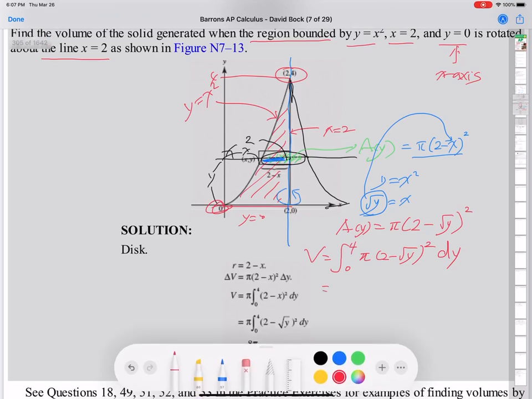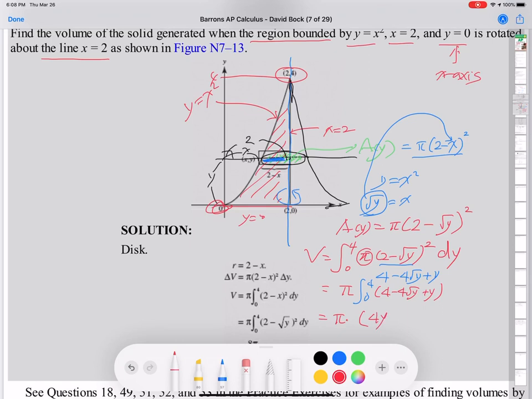So that is equal to pi, which is just a coefficient, and then (2 minus root y) squared is in the a squared minus 2ab plus b squared form. So 4 minus 4 root y plus y. So the integral from 0 to 4 of 4 minus 4 root y plus y, times pi.